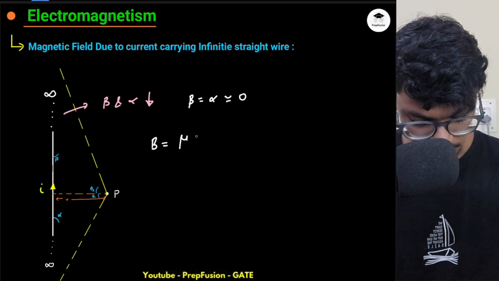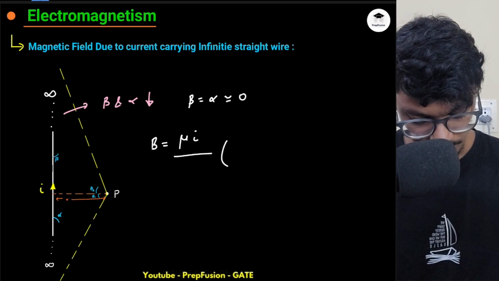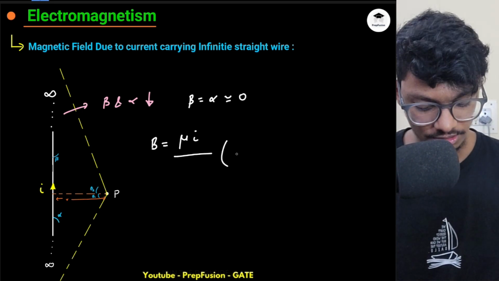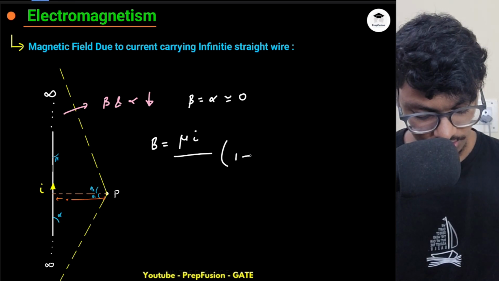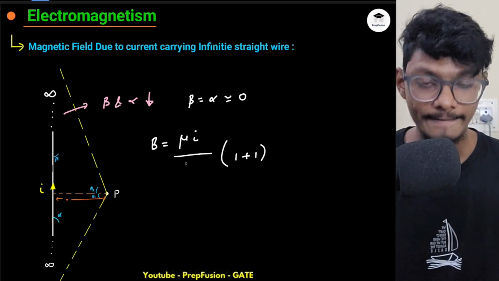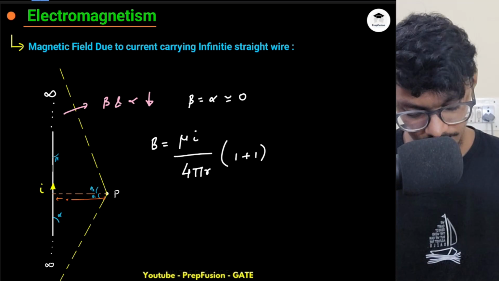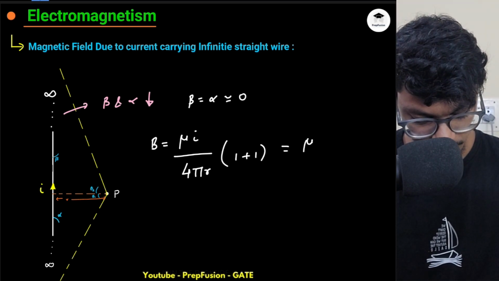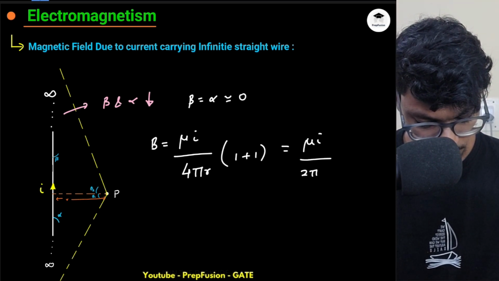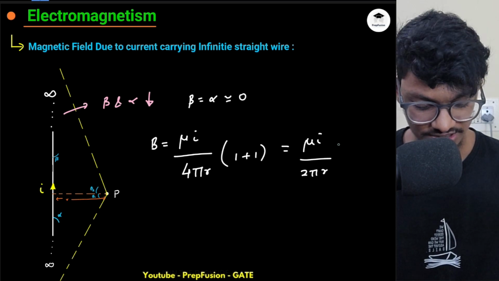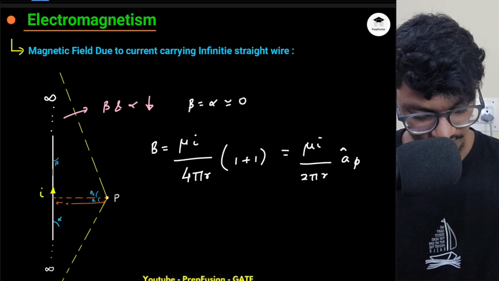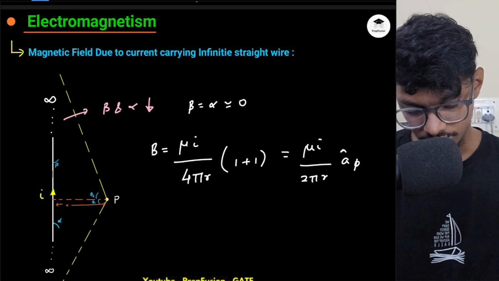It will be mu I upon 4 pi r times cos 0 plus cos 0. So cos 0 is 1, plus 1. So this actually becomes mu naught I by 2 pi r, and this is also a very, very important expression, in the phi cap direction. This also you should know.